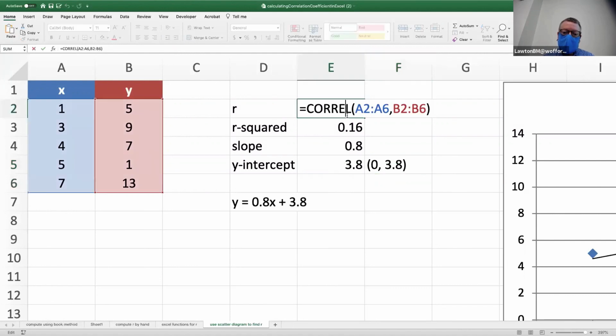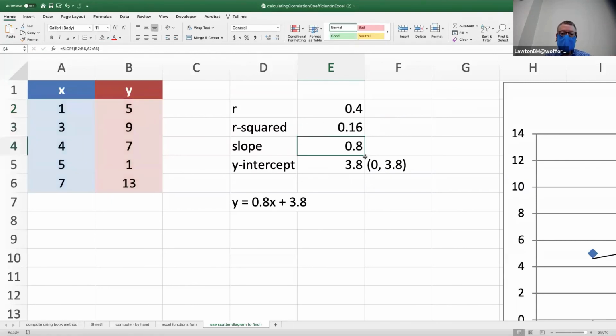Notice the difference here. It doesn't say known y's, known x's. It says array 1, array 2. In that case, it doesn't matter what order I go in. I could put the y's first or the x's first. It wouldn't matter. But it does matter on this slope and intercept.